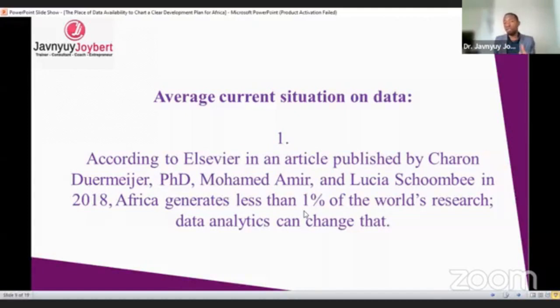I don't know about you, but I have once gone to the National Institute of Statistics in Cameroon to get information, and I was disappointed. I was disappointed at the kind of data that they have access to, old archaic data, right? So the availability of data is questionable.